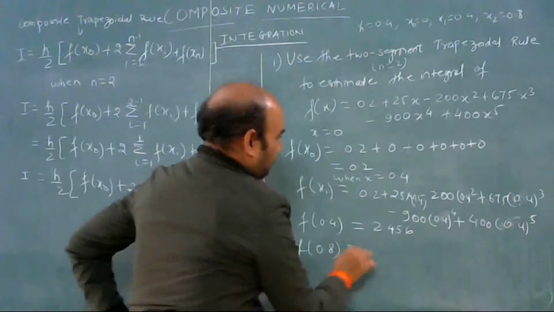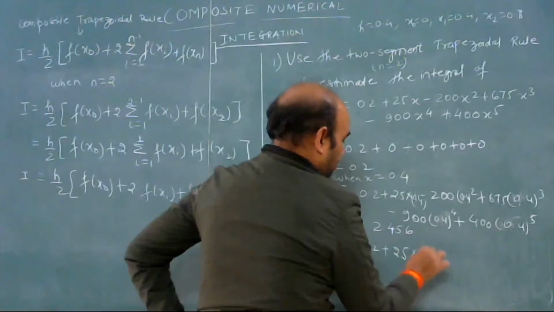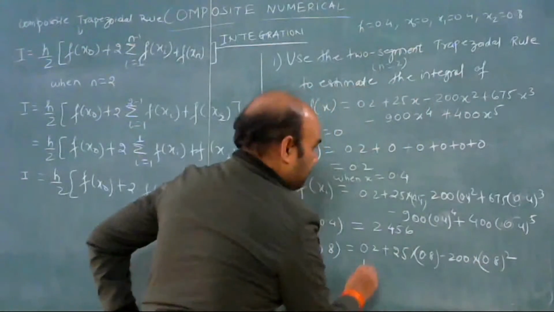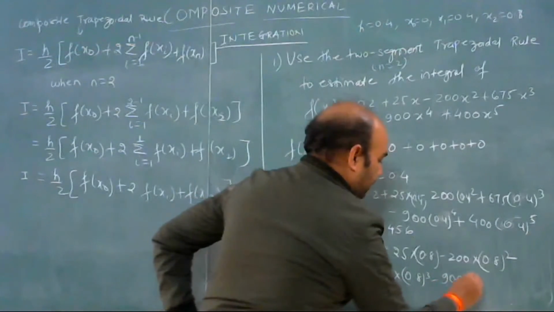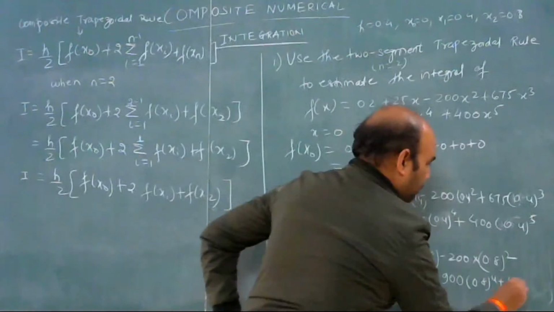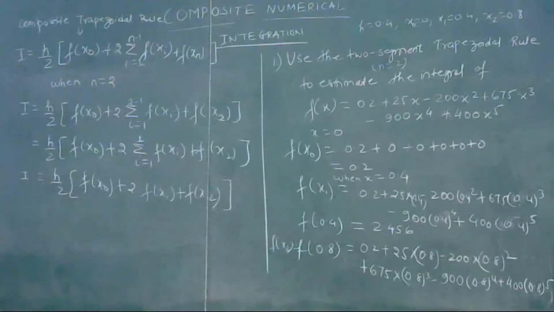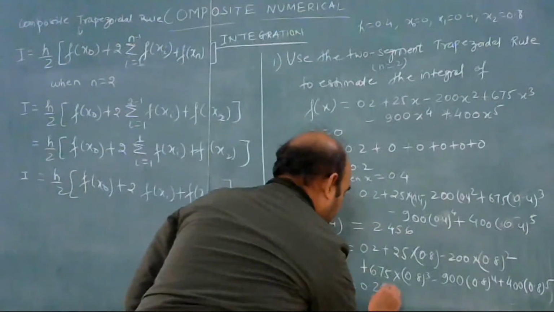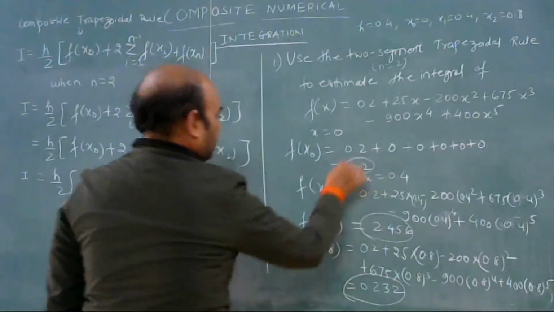So we have to substitute: 0.2 plus 25 into 0.8 minus 200 into 0.8 whole square plus 675 into 0.8 whole cube minus 900 into 0.8 to the power 4 plus 400 into 0.8 to the power 5. On solving this, the value of f of 0.8 is 0.232. Now substitute this value, this value, this value, and this value.